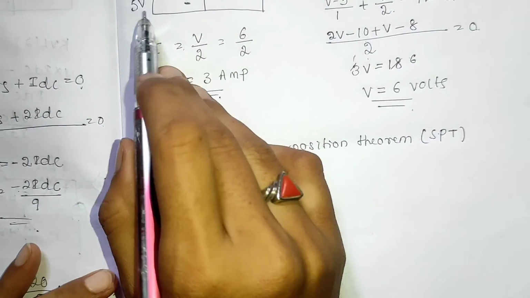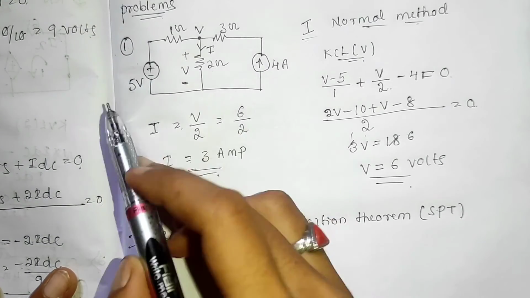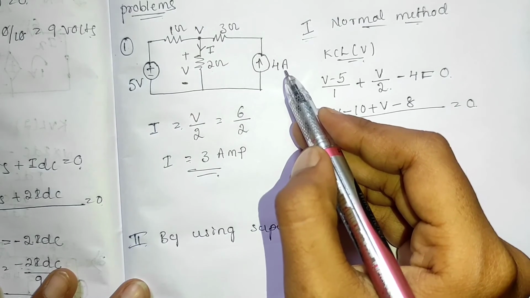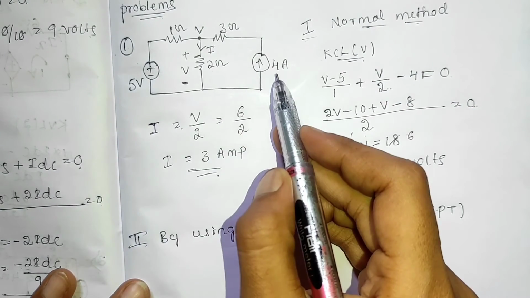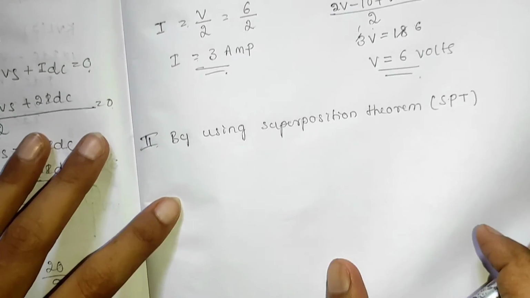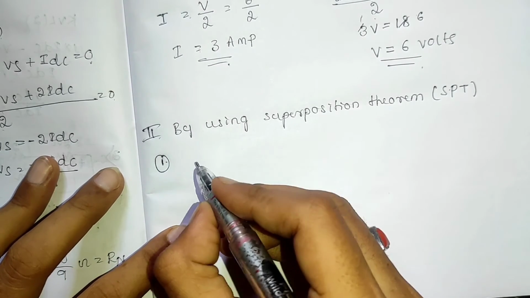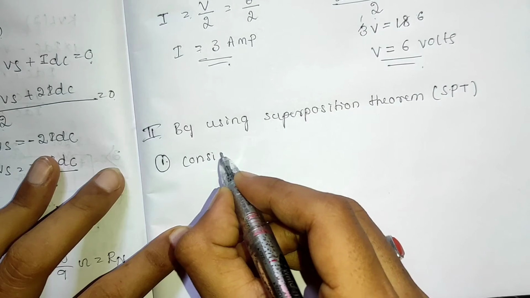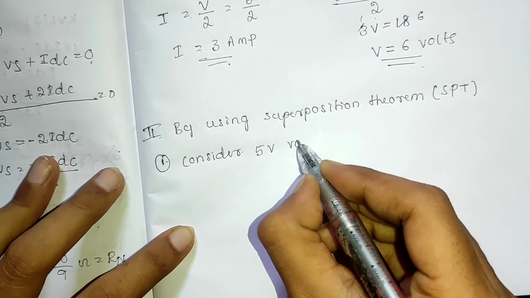Right, here the circuit contains two sources, right? The 5 volt voltage source and the current source. Either you can choose the voltage source or the current source. So now I will consider first the 5 volt voltage source.